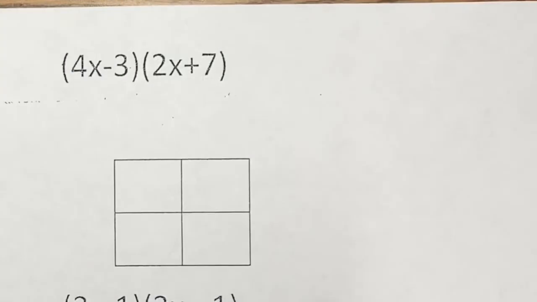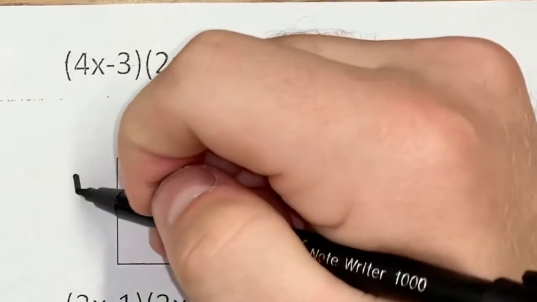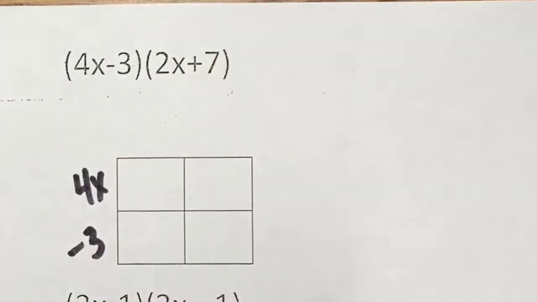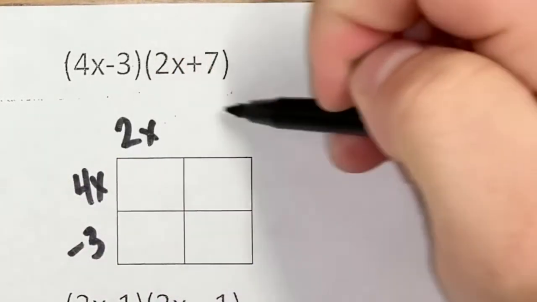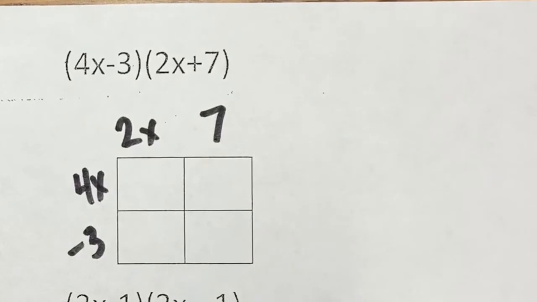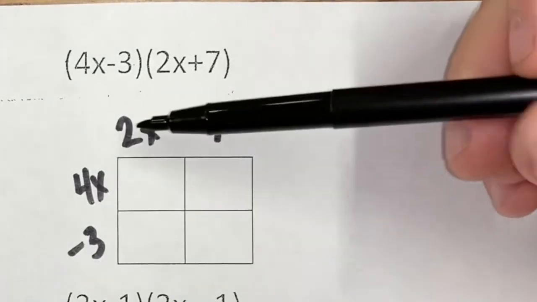We have 4x minus 3 times 2x plus 7. So 4x and negative 3 would go here. 2x and 7 would go there. Or you can switch those. That does not matter. Then we simply multiply to get the numbers inside the box.